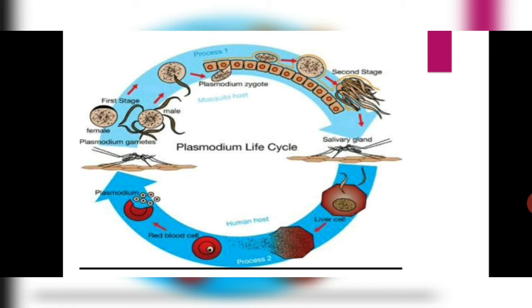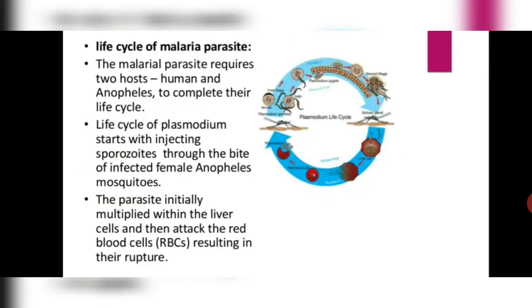Whenever the RBCs burst, they release the gametocytes. These gametocytes are again sucked by a mosquito, which leads to formation of male and female gametes, and formation of the zygote. Then the zygote leads to formation of sporozoites, which are stored in the salivary glands of the mosquito. This is the entire Plasmodium life cycle.